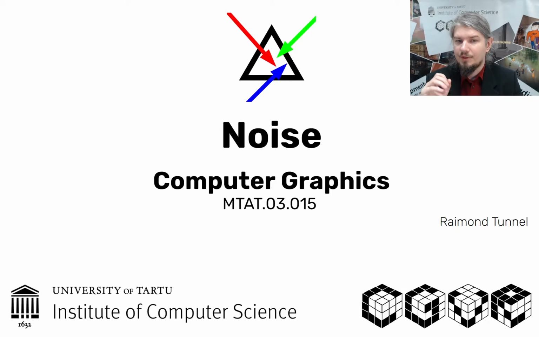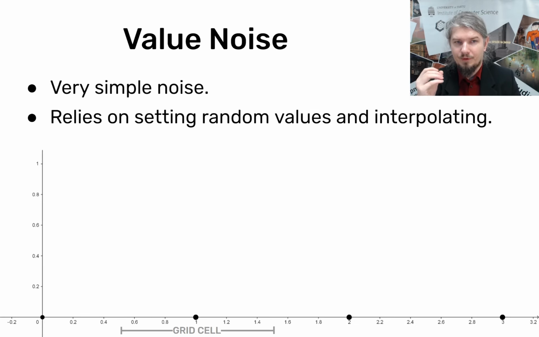Noise. In procedural generation, we want some kind of randomness that still has some structure to it. This is where noise comes in. One very simple way to create this is value noise. It's a very simple type of noise, and you'll see how we can create a structure that still looks relatively random. It relies on setting random values and interpolating between them.